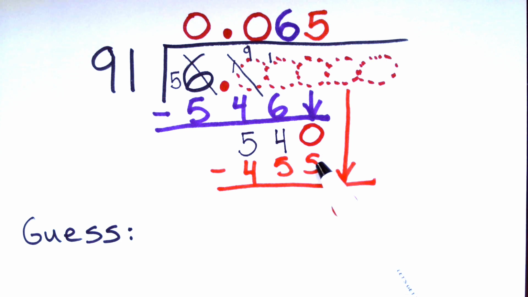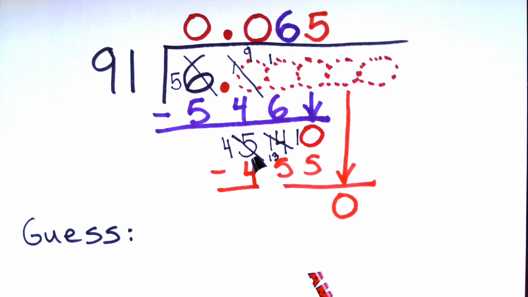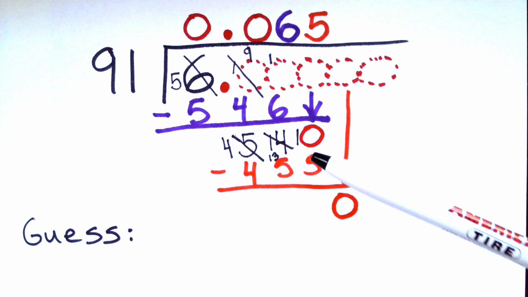So I'm going to subtract 5 from 0, 5 from 4, 4 from 5. Wait a minute, I cannot take 5 from 0. It's too small. I cannot take 5 from 4. It's too small. So what I need to do is borrow from that 5. I borrowed 1 from the 5, which turns it into 4. The 1 that I borrowed from 5 turned that 4 into a 14. But I had to borrow 1 from the 14 to turn that 0 into a 10. So that 14 became a 13, and that 0 became a 10. So now I can subtract.